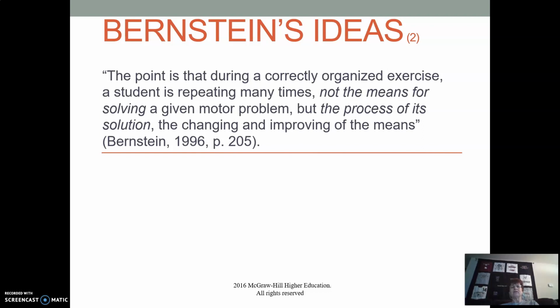So again, his emphasis is not necessarily on repeating the same motor skill over and over again, but it's on repeating the process, and every time you go through the process, it may be a different performance. So it's repetition, yes, but without repetition. Repeating the process and learning the process and how to perform in a variety of ways to get to the solution, but not doing the same skill the same way over and over and over again. So Bernstein has had a great influence on how we practice motor skills.